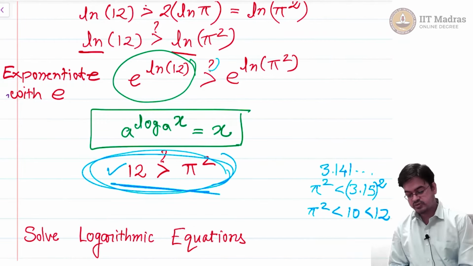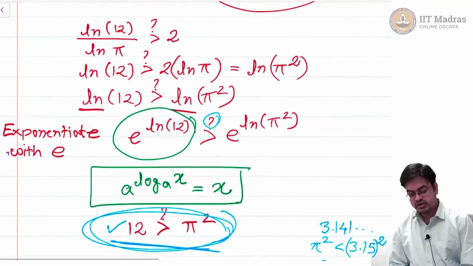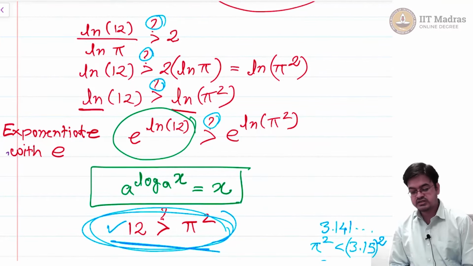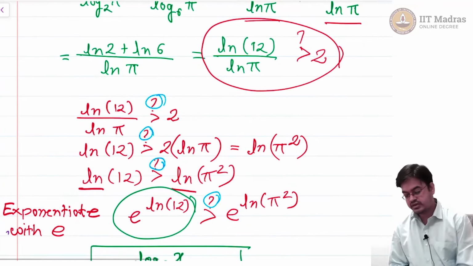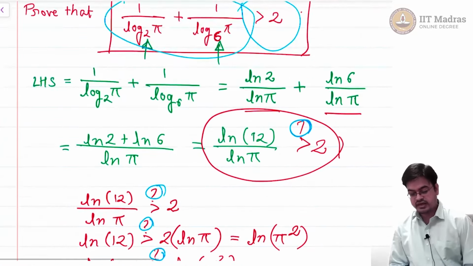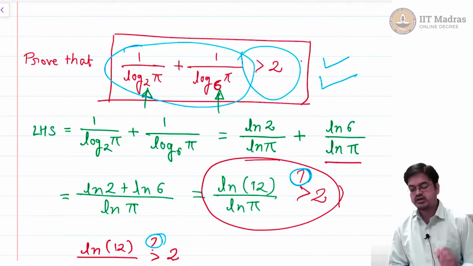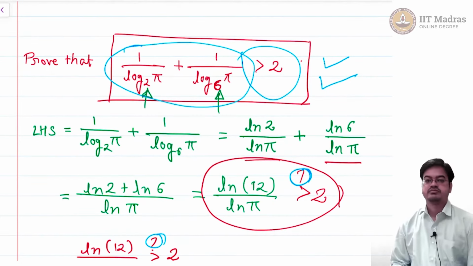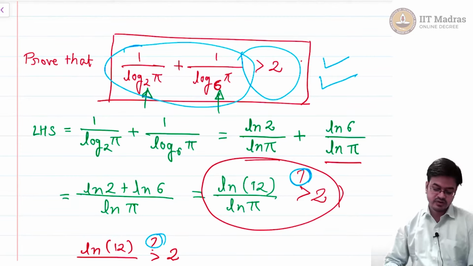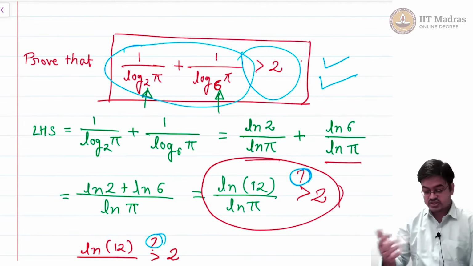So I don't need to put a question mark over here, and all these inequalities are true, and therefore we have proved that this particular inequality in particular is true. This is the way we will solve a question which is using logarithms.